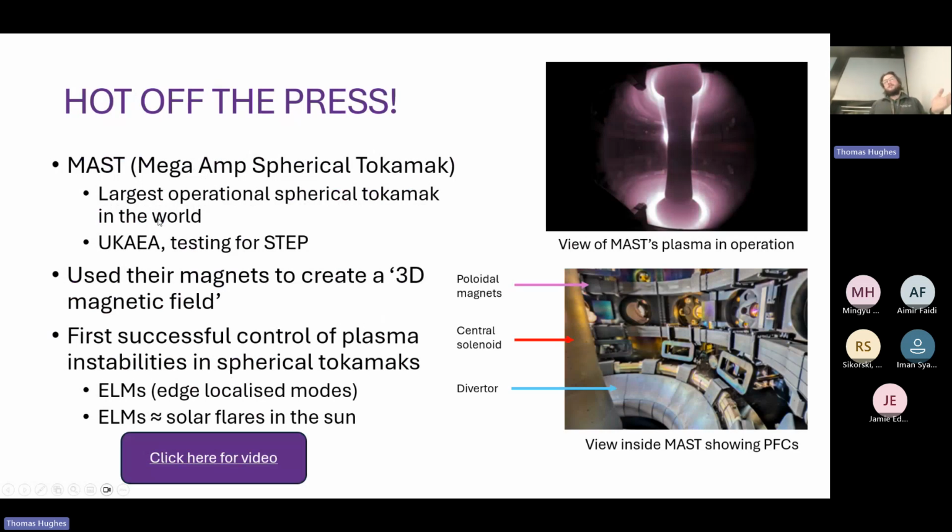But generally, it's the first successful control of plasma instabilities in spherical tokamaks, which is very important because there's these things called ELMs that happen, which we'll probably talk about later. But the easiest way to imagine them is like in the sun has solar flares, where they just randomly spit out loads of plasma. That sort of happens in fusion plasmas as well. So controlling these, where you can have like multiple orders of magnitude extra heat just being thrown onto your reactor wall, is really important. So they've actually managed to do it.